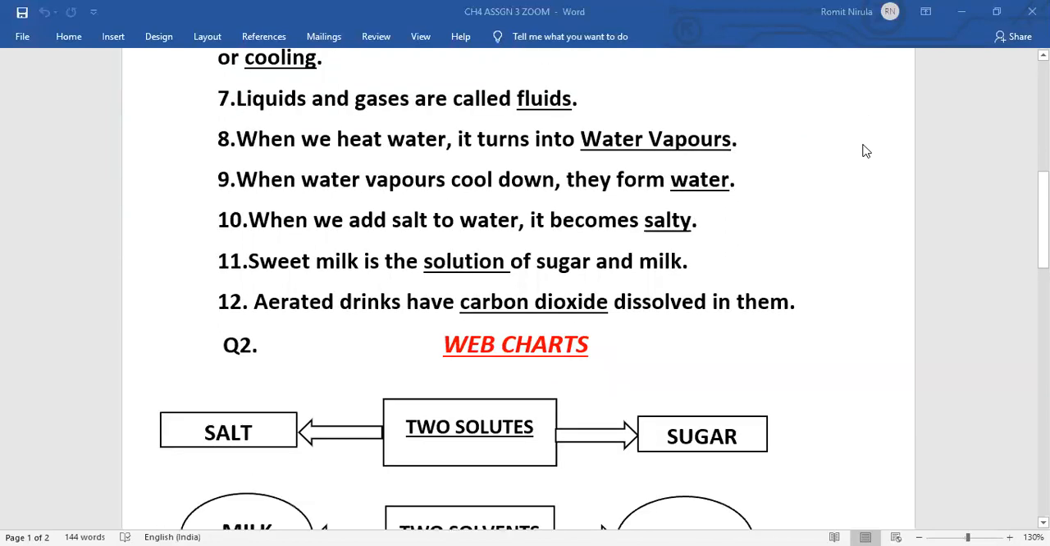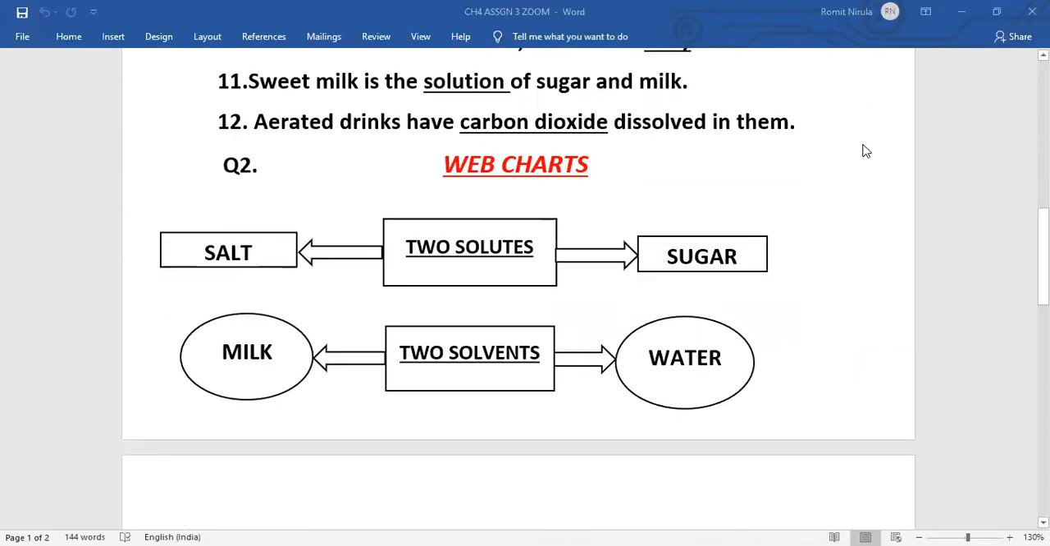Next are web charts. Number 1, we have to give the examples for two solutes. These are salt and sugar. Then two solvents, milk and water.